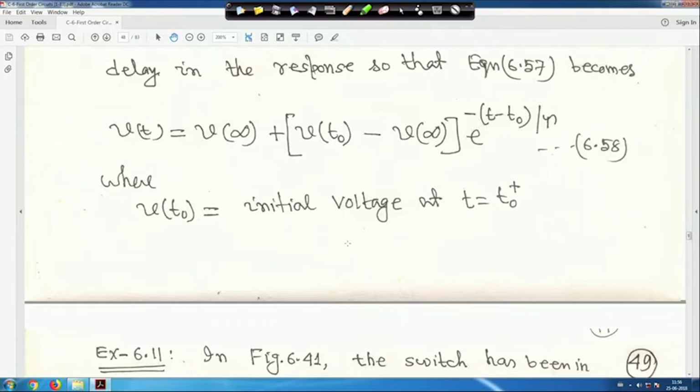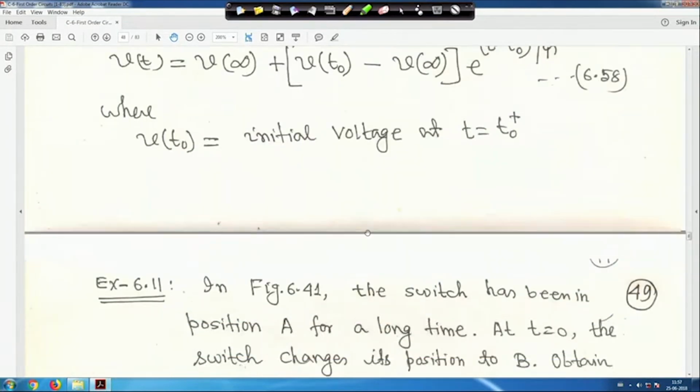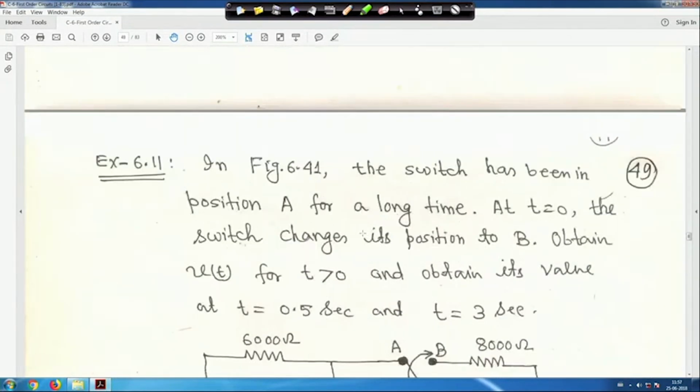So this is the RC circuit. Initially you studied the source-free case, and now you are studying circuits involving sources. So now look at the example.